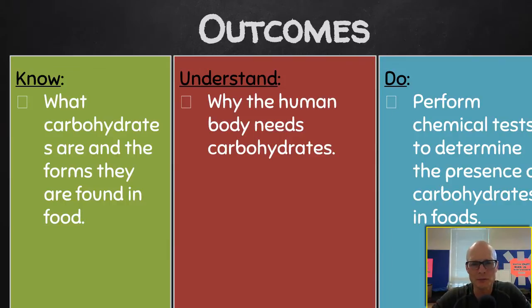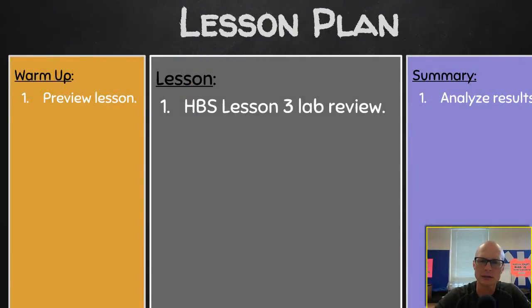We're going to understand why the human body needs carbohydrates, and we're going to perform chemical tests to determine the presence of carbohydrates in foods. To do that, we're going to conduct HBS Lesson 3 lab and review. You're going to chew a cracker and do some tests on sugar and starch using an enzyme called amylase.